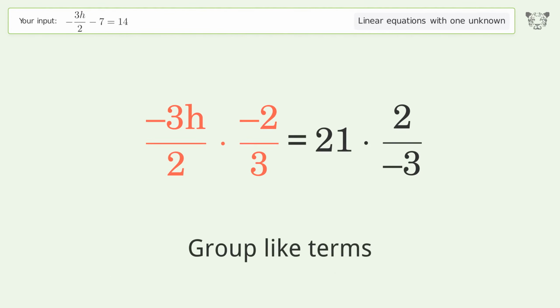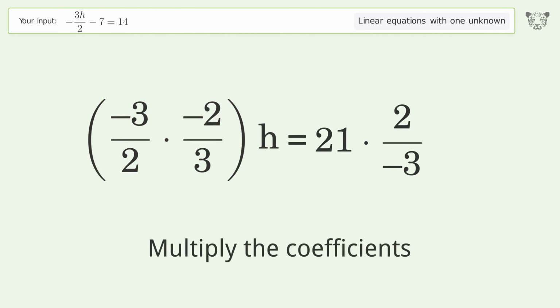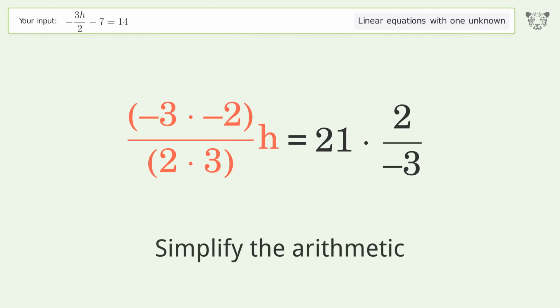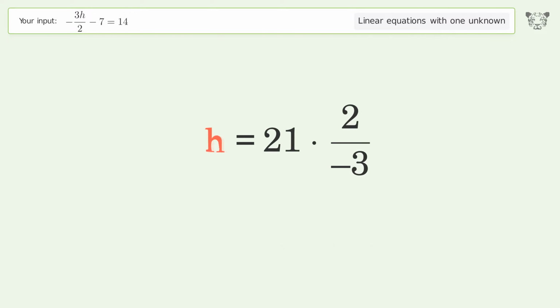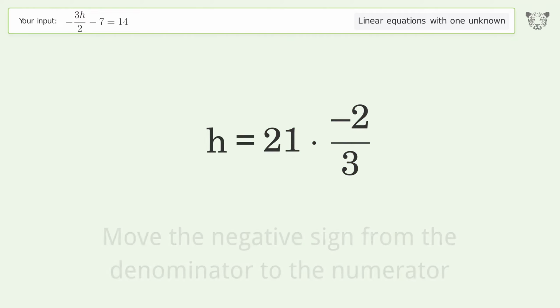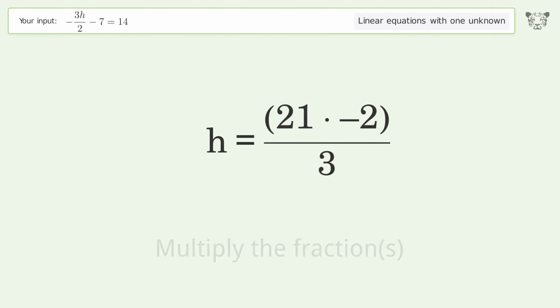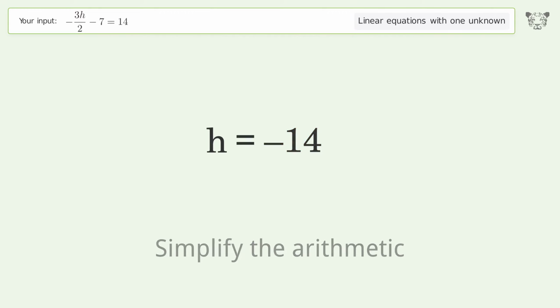Group like terms. Multiply the coefficients. Simplify the arithmetic. Move the negative sign from the denominator to the numerator. Multiply the fractions. Simplify the arithmetic. And so the final result is h equals -14.